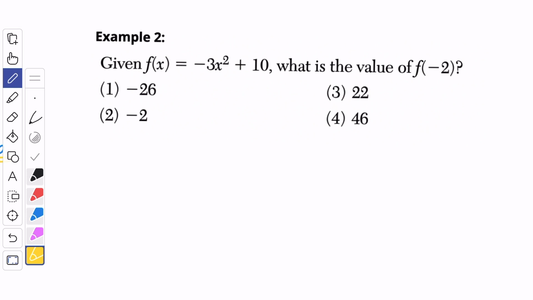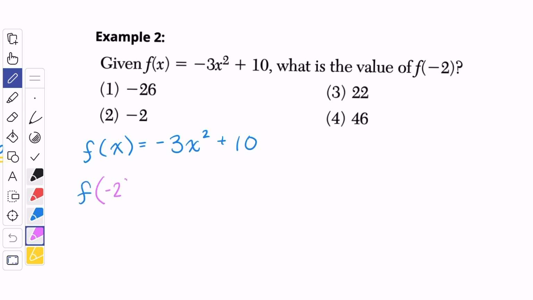So example 2 here says, given f of x is equal to negative 3x squared plus 10, what is the value of f of negative 2? So I'm going to do the same thing here, where I'm going to write down our original equation again. So f of x is equal to negative 3x squared plus 10. And it asks us to find what is the value of f of negative 2. So in this case, I like writing it out this way because I think it really shows you that the x is being replaced by negative 2.